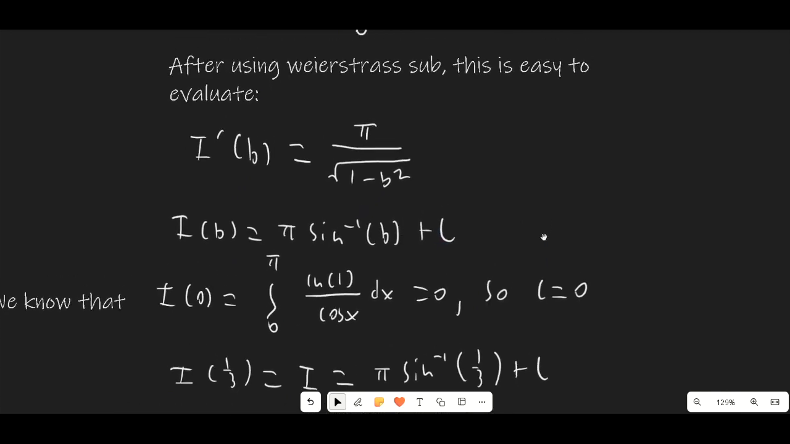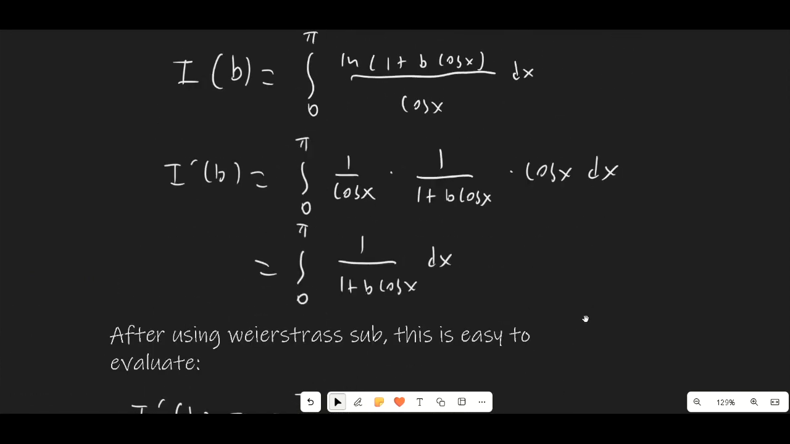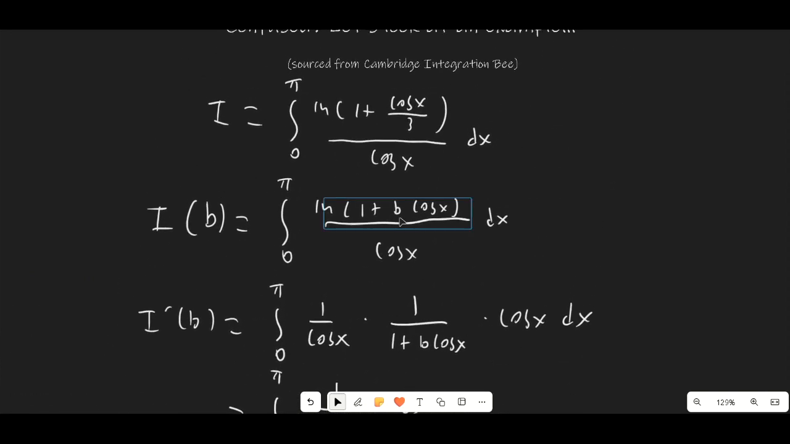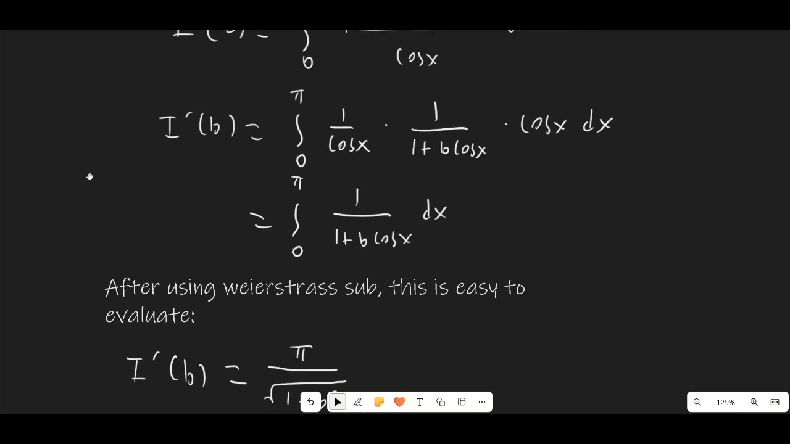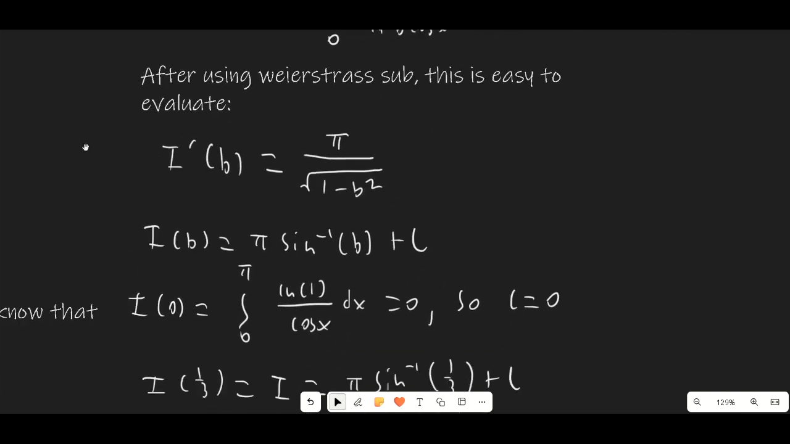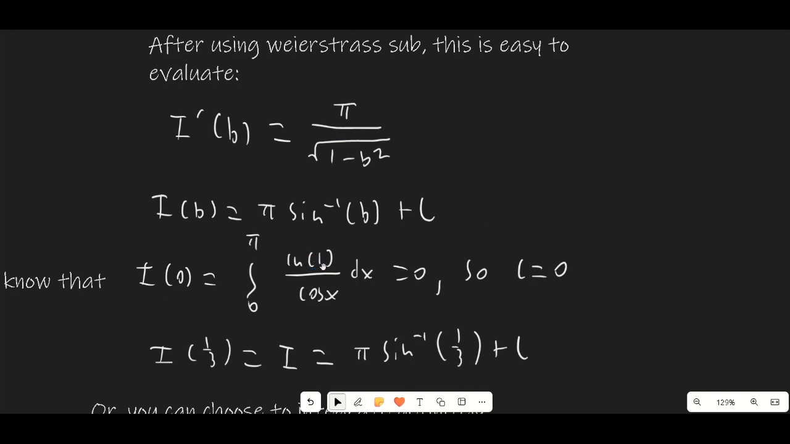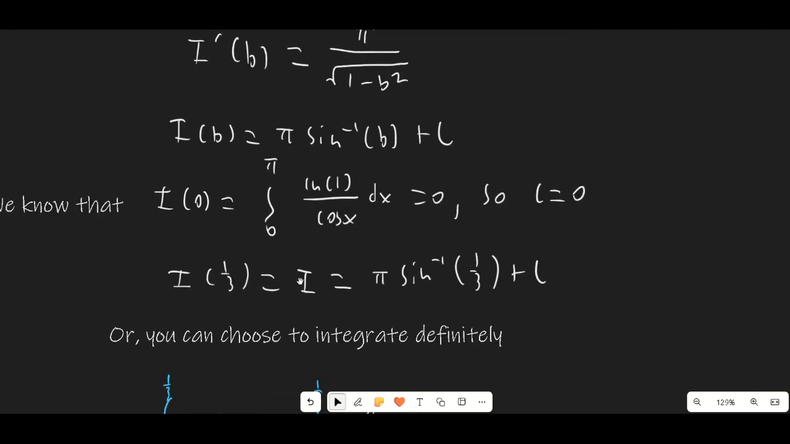Now, if we look at our original definition of I of b, we see that if we set b equal to 0, then we get natural log of 1, which is just 0. So our function is 0 over the entire domain of integration, which means that I of 0 is 0. And this allows us to solve for c, and we find that c equals 0, which means that I of 1/3 is going to equal pi times sine inverse of 1/3 plus c.